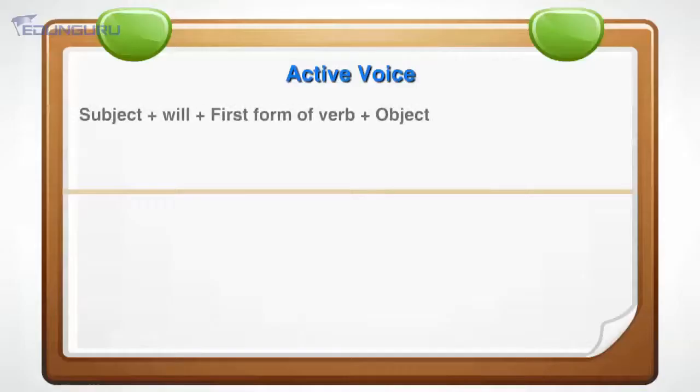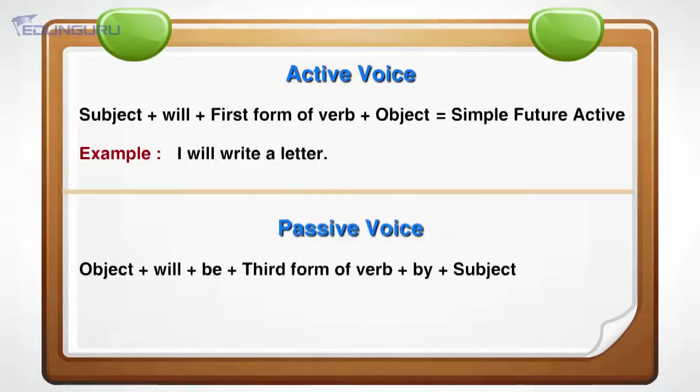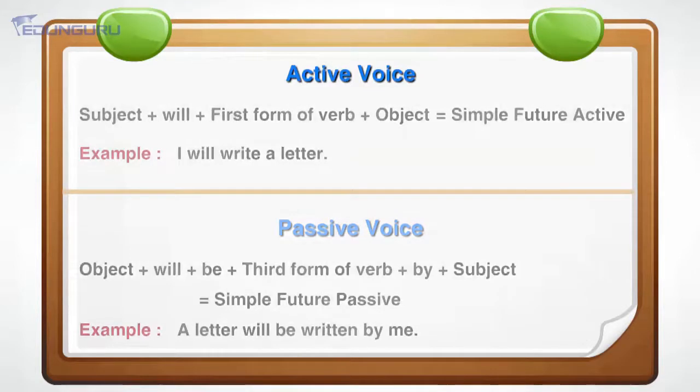Let's see how to use passive and active with the future tense. Subject plus will plus first form of the verb plus the object gives us simple future active. I will write a letter. Object plus will plus be plus the third form of the verb plus by plus subject gives us simple future passive. A letter will be written by me.